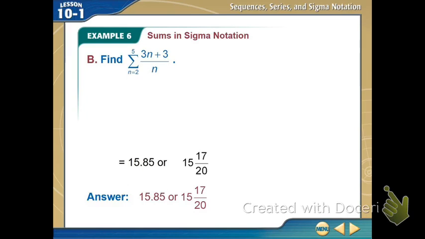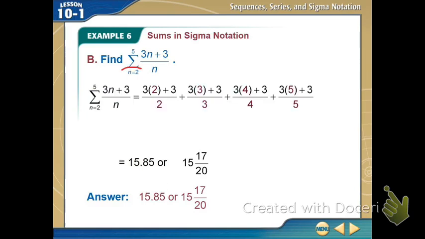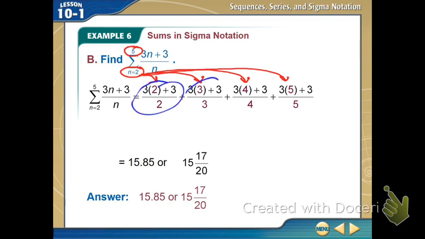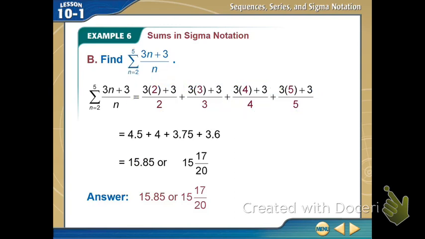Okay, next example. Remember, I'm going to start by plugging n equals 2 in here, then n equals 3, then n equals 4, then n equals 5. Why do I stop at 5? That's where the end of my summation is. Once I find the value of all of these terms, 1, 2, 3, 4 of them, then I take the sum of all of these, and I get 15.85 as my final answer.